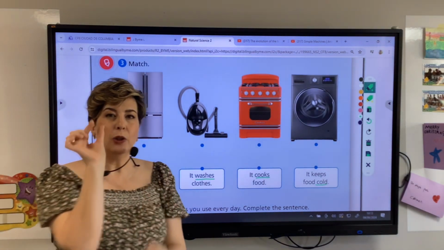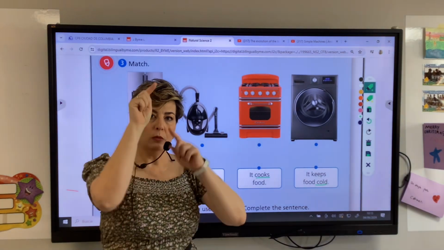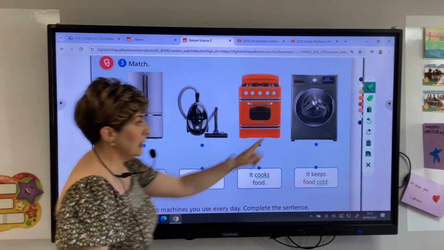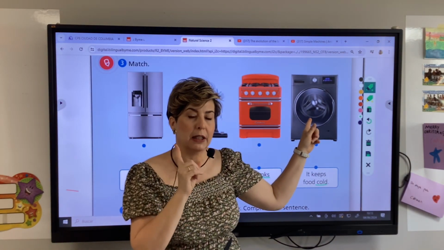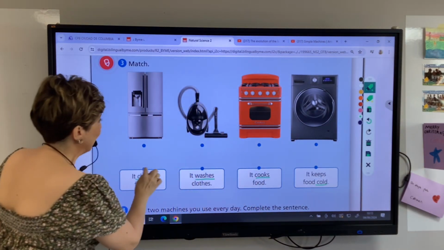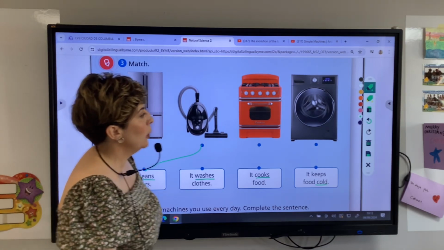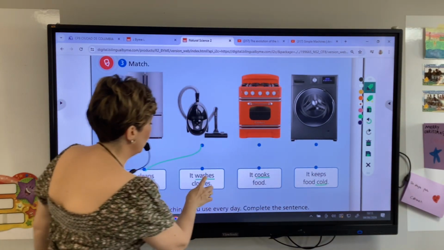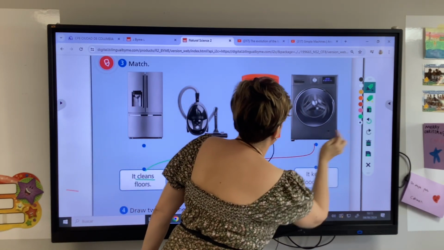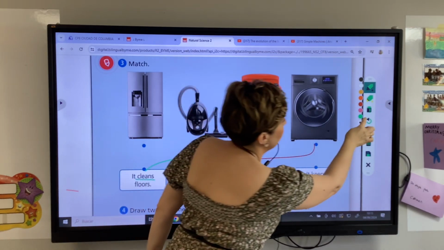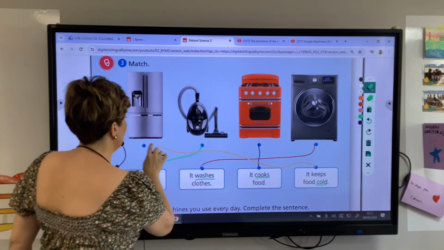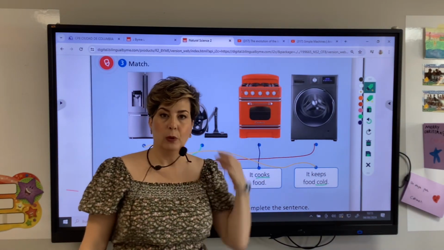So it's very important that you remember a key word to know how to match. Which is the only one here that cleans? This is not cleaning, this is washing, which is different. To wash, you need water. To clean, you don't need water. So it cleans the floor, is the vacuum cleaner or the Hoover. To wash the clothes is the washing machine. To cook food, the oven. And to keep food very cold is the freezer or the fridge.